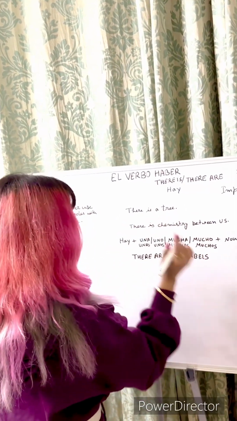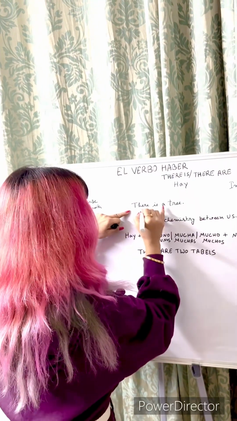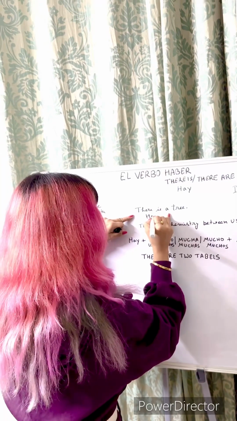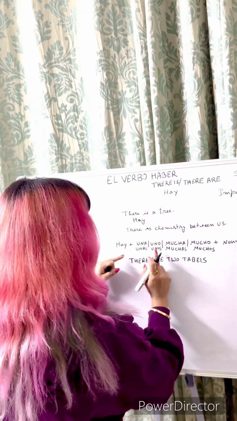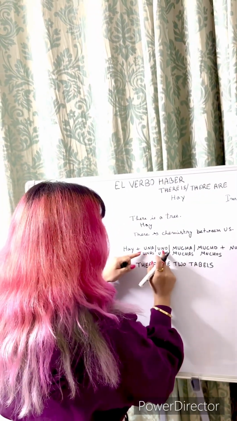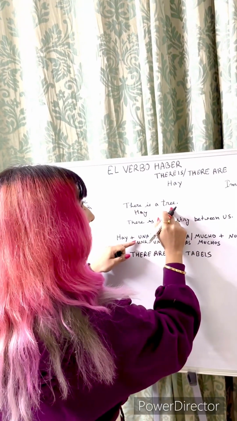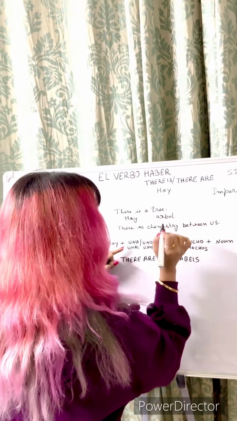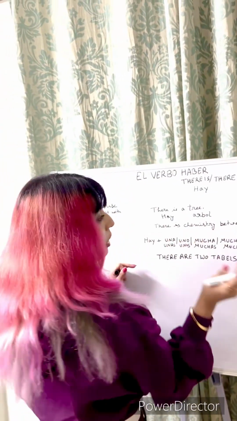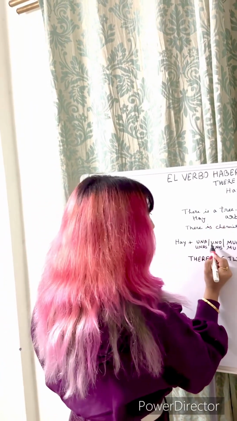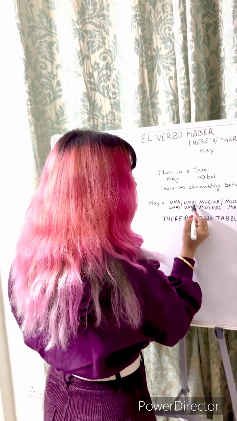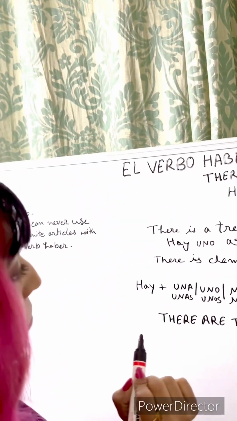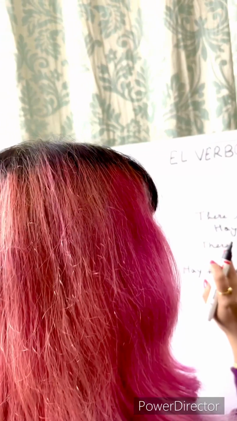There is a tree. So for there is, hay. For a we have una or uno, and tree is árbol. It is ending in L, and it is masculine. And for a masculine noun we will use uno. Hay un árbol.